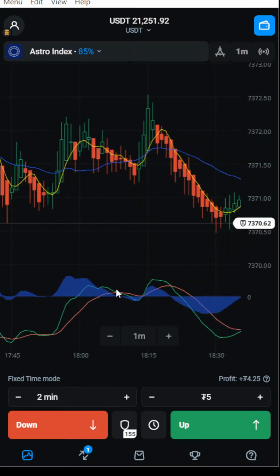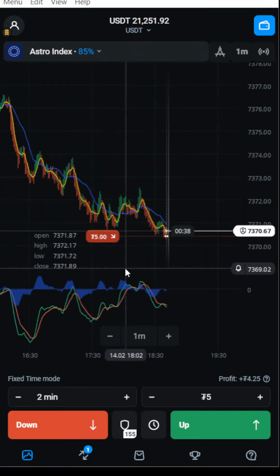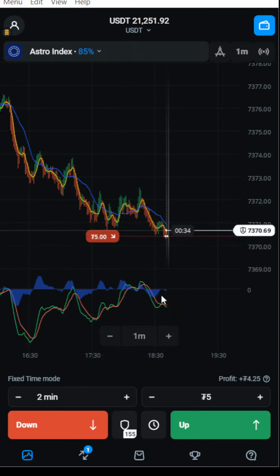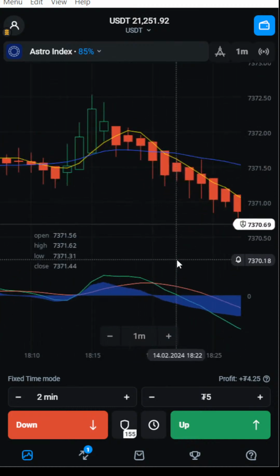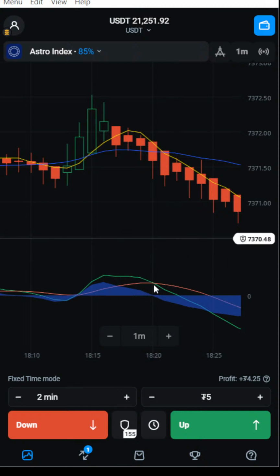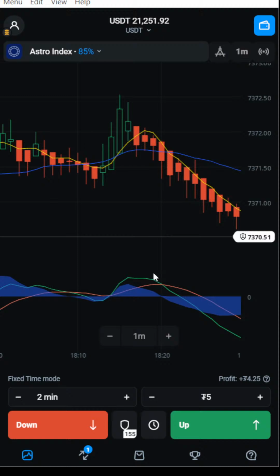So whenever we see the red line crosses the blue line, or I can say the blue line crosses the red line from down to up or up to down, we will get the signal. It shows the signal when it crosses above. The green line crossing the red line from down to up is a signal for buying. When the green line crosses the red line from up to down, this is the signal for a downtrend situation.